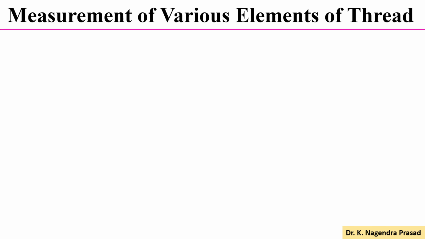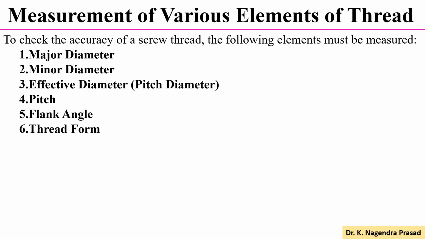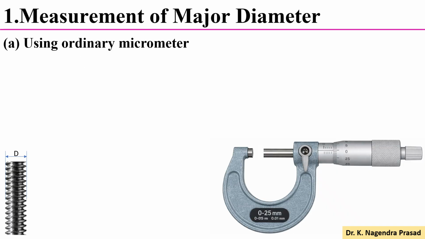In the present video, we will discuss the measurement of various elements of the screw thread. To check the accuracy of a screw thread, the following elements must be measured: major diameter, minor diameter, effective diameter or pitch diameter, pitch, flank angle and the thread form. First, we will discuss the measurement of major diameter.